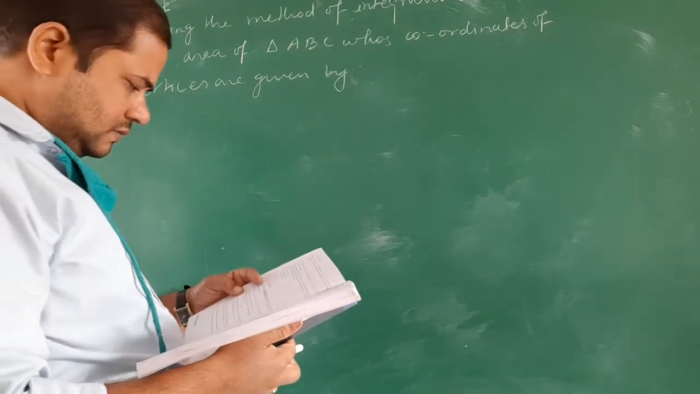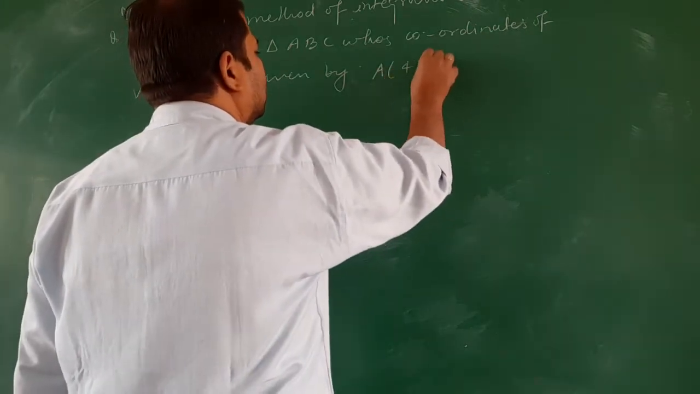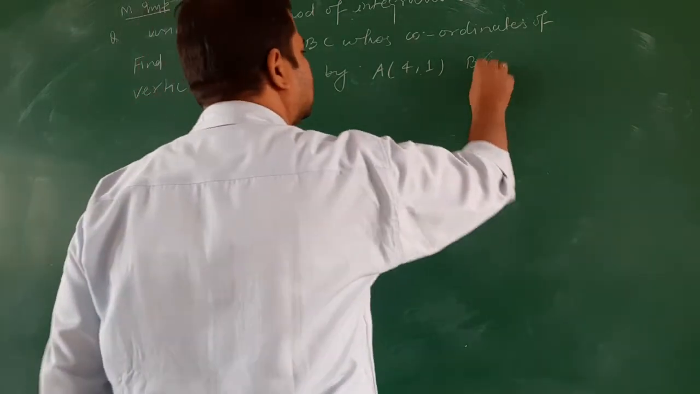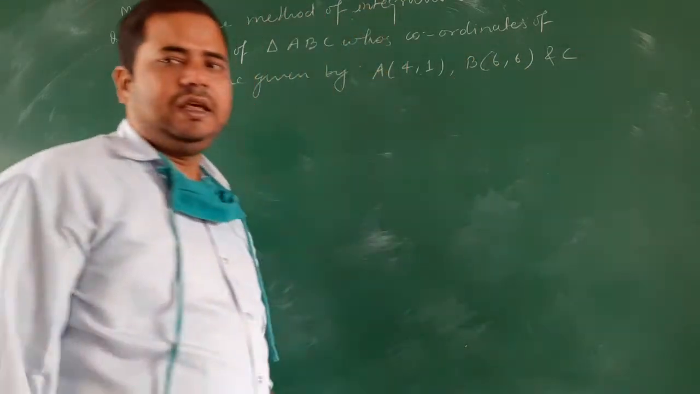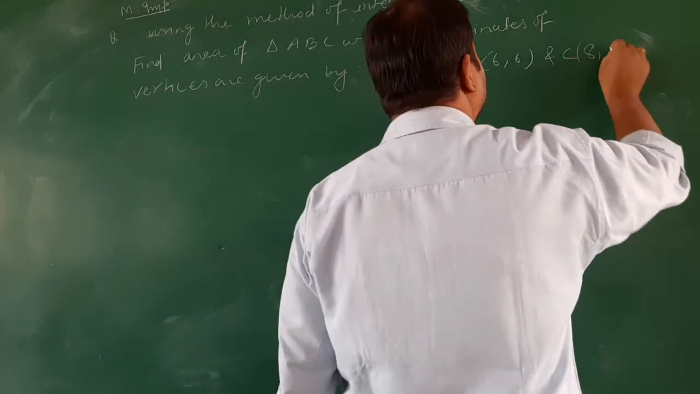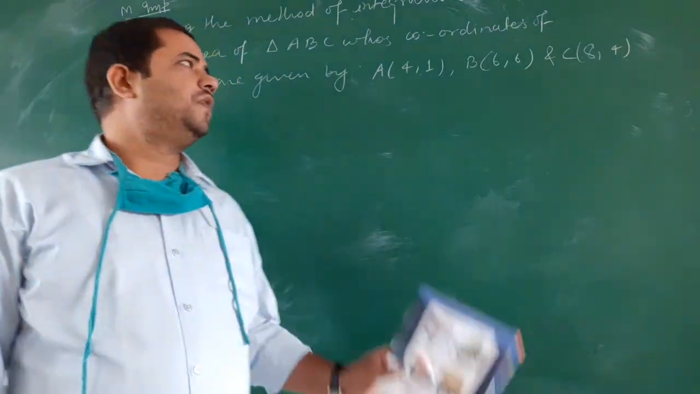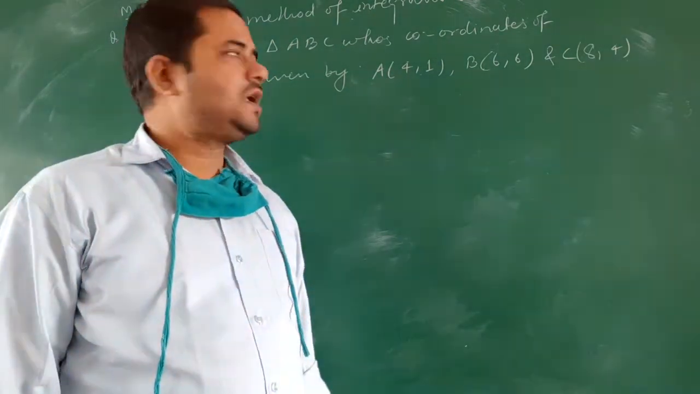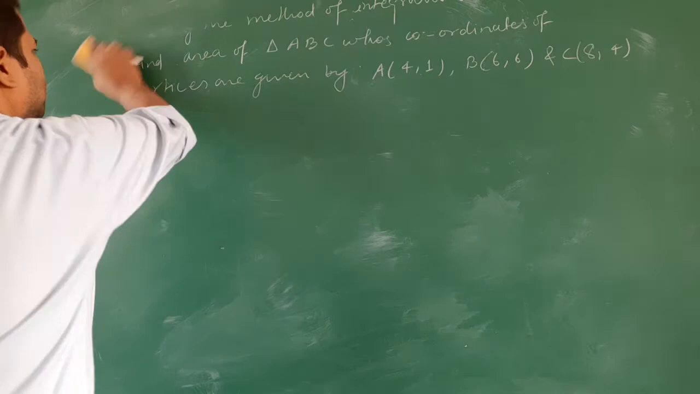A is (4,1), B is (6,6) and C is (8,4). Now you have to find the area of a triangle whose vertices are given (4,1), (6,6) and (8,4). So see the solution.